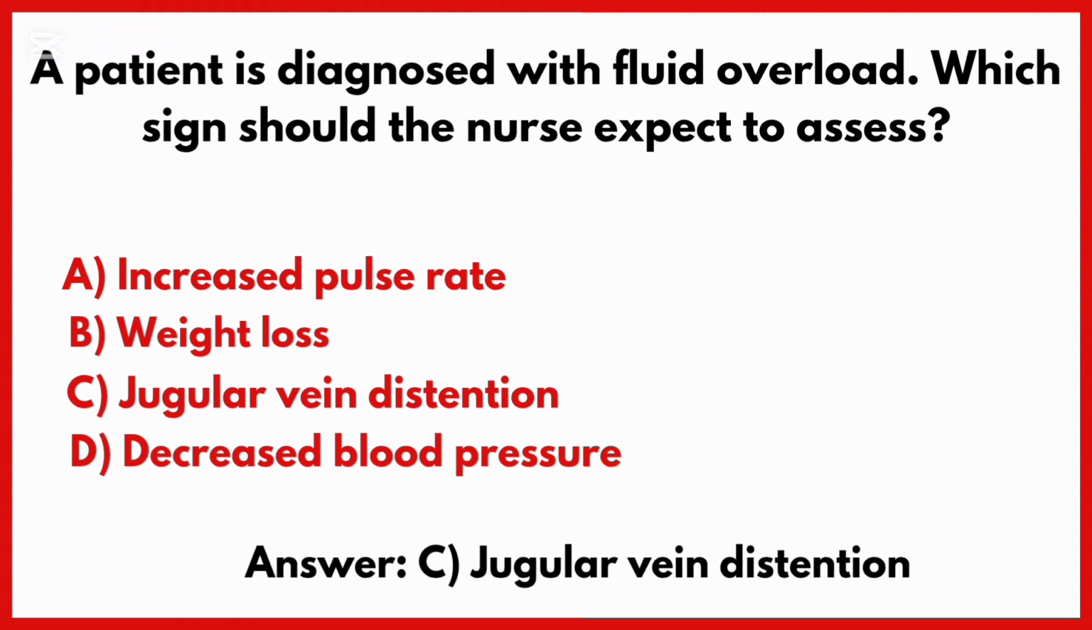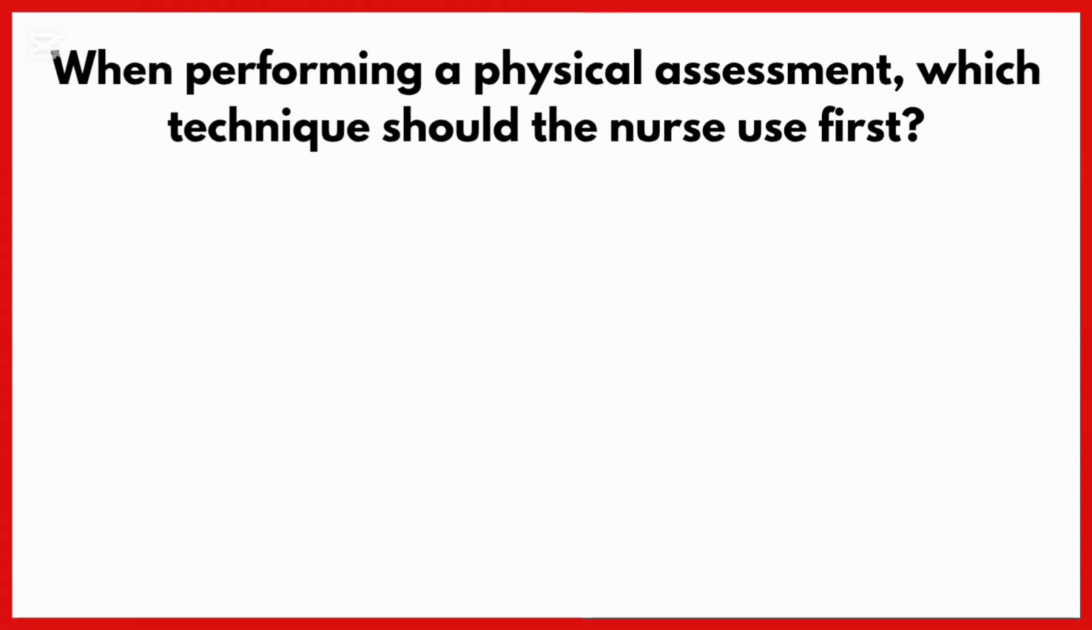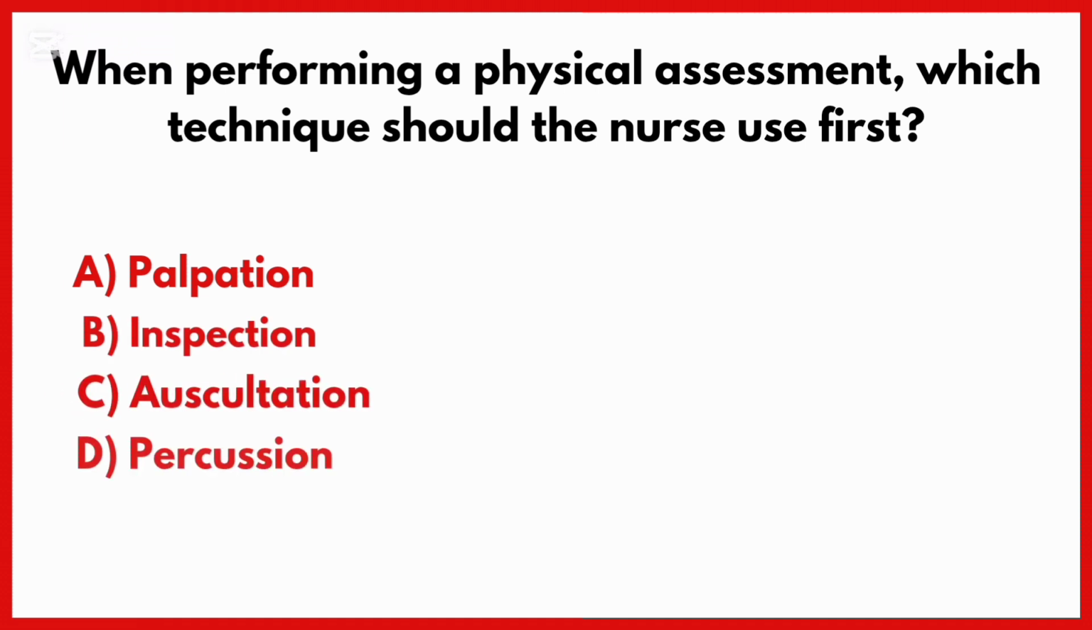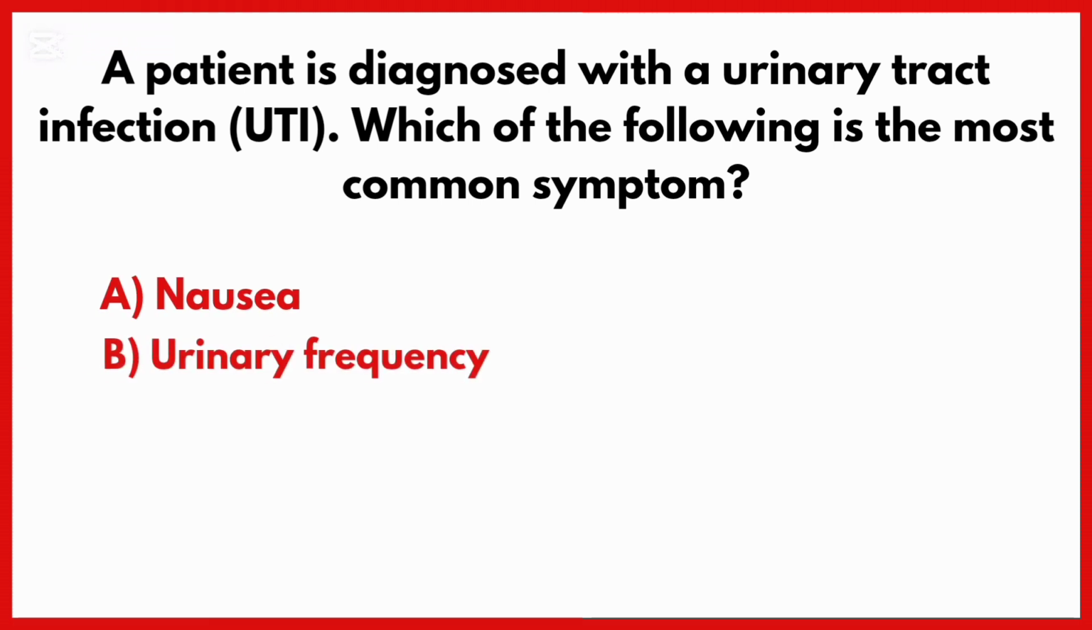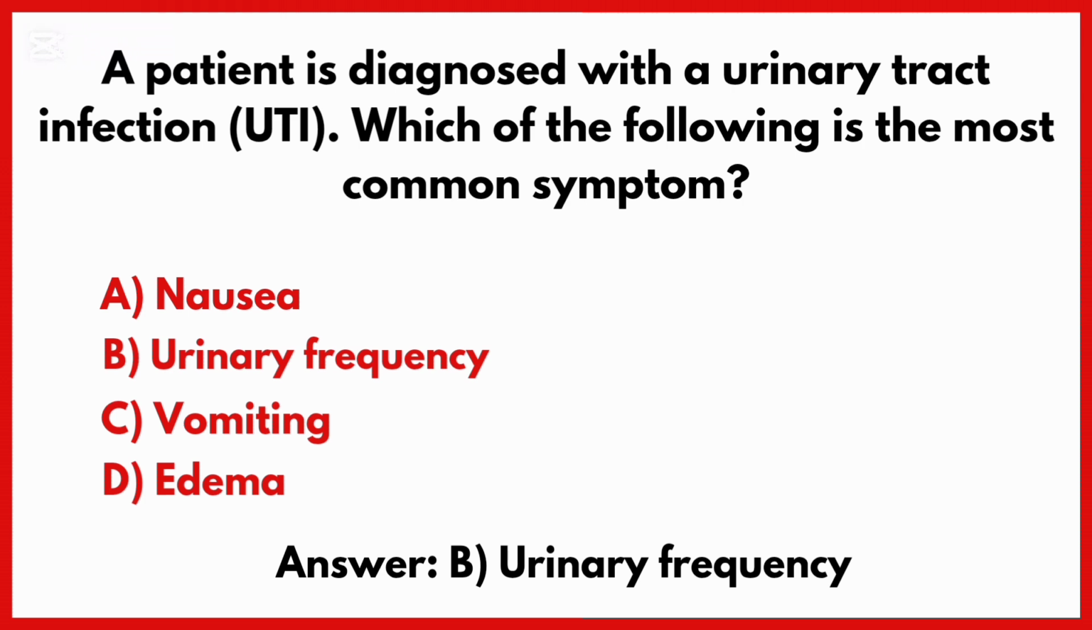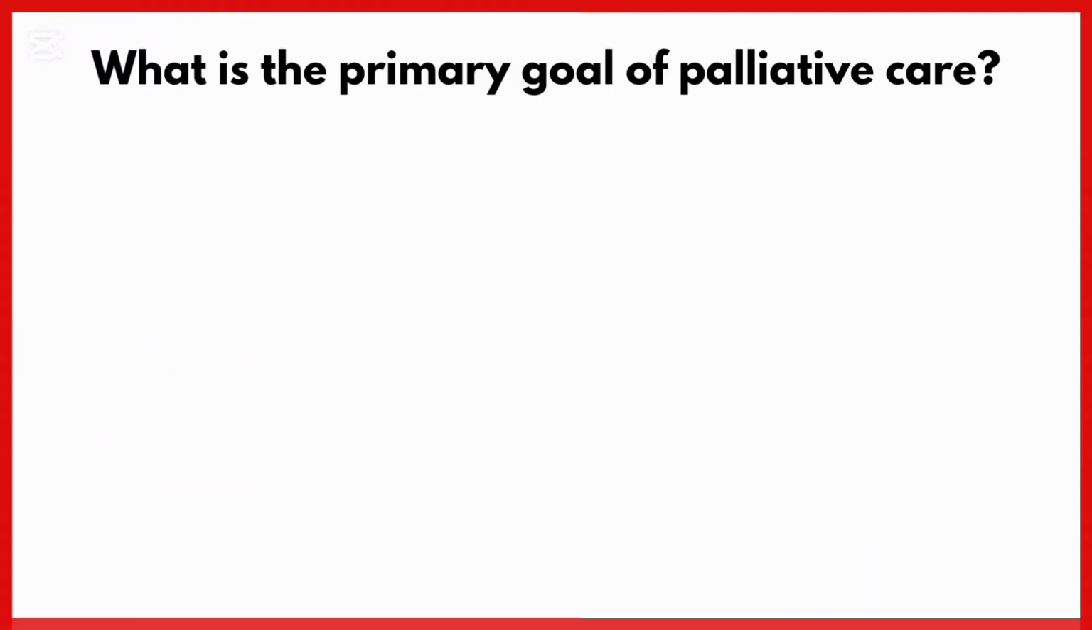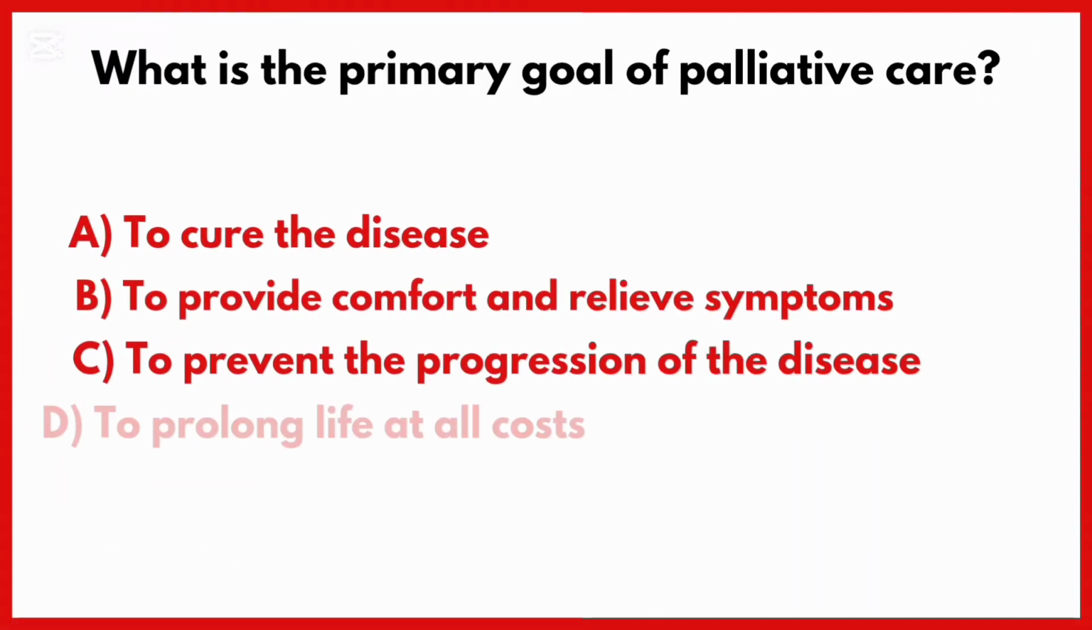Jugular vein distension. When performing a physical assessment, which technique should the nurse use first? Correct answer is option B. Inspection. A patient is diagnosed with a urinary tract infection. Which of the following is the most common symptom? Correct answer is option B. Urinary frequency. What is the primary goal of palliative care?